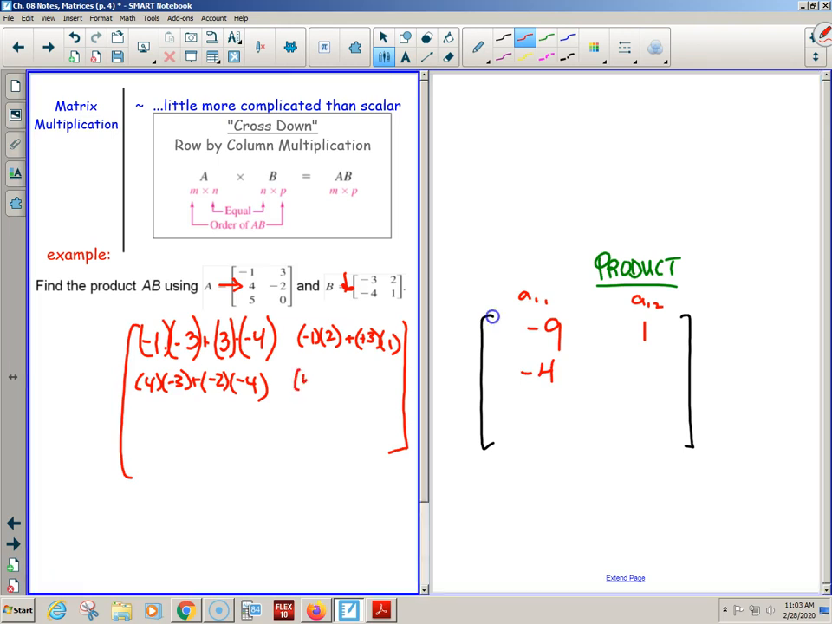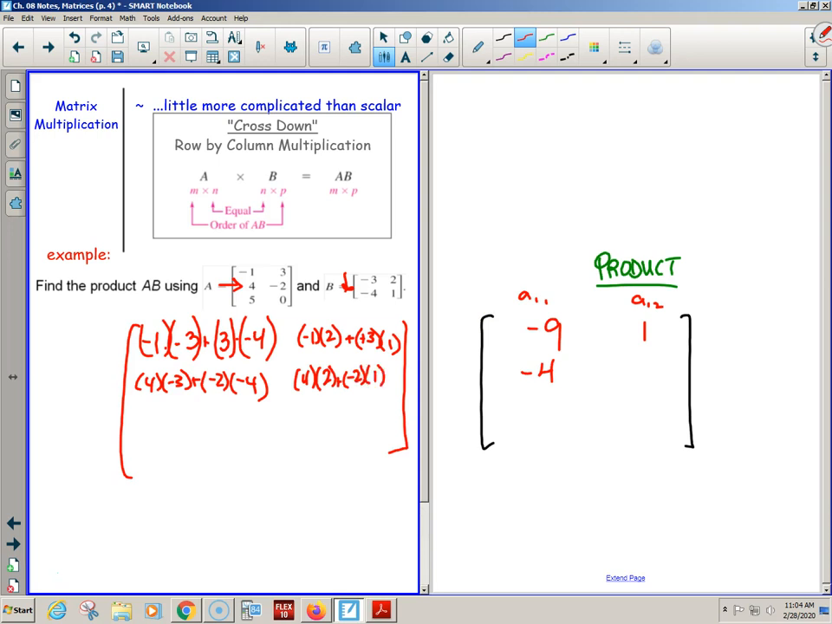So then, 4 times 2. So you go across, down, and then you go across, over, and then you just keep on going however long you need to go. So 4 times 2 plus negative 2 times 1.